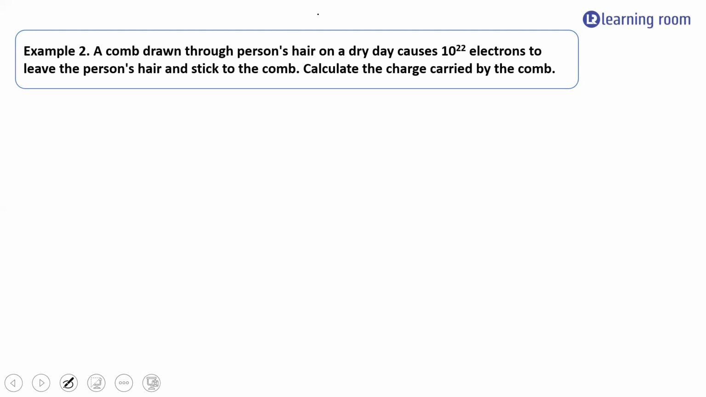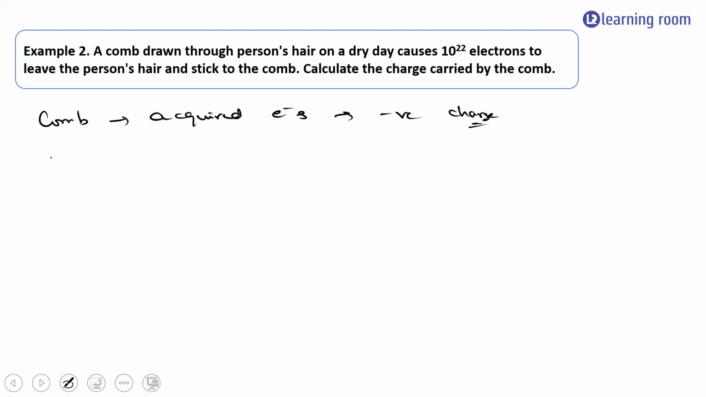There is a comb that is drawn through a person's hair on a dry day, and it causes 10 power 22 electrons to leave the person's hair and stick to the comb. Calculate the charge carried by the comb. So 10 to the power 22 electrons leave the person's hair and stick to the comb. Means, has the comb acquired electrons or lost electrons? Acquired electrons. So what does it indicate? It is going to have a negative charge. Am I right?